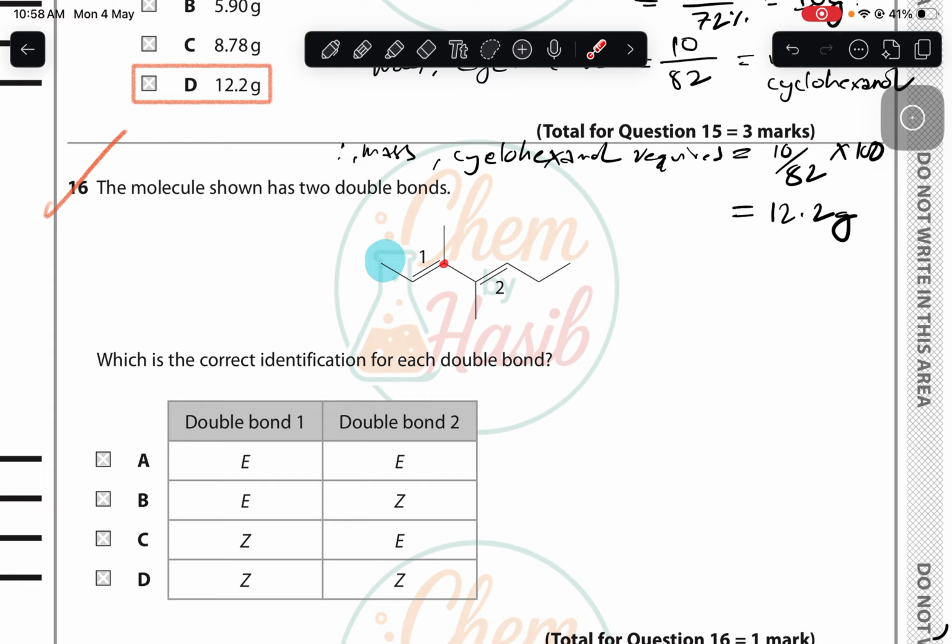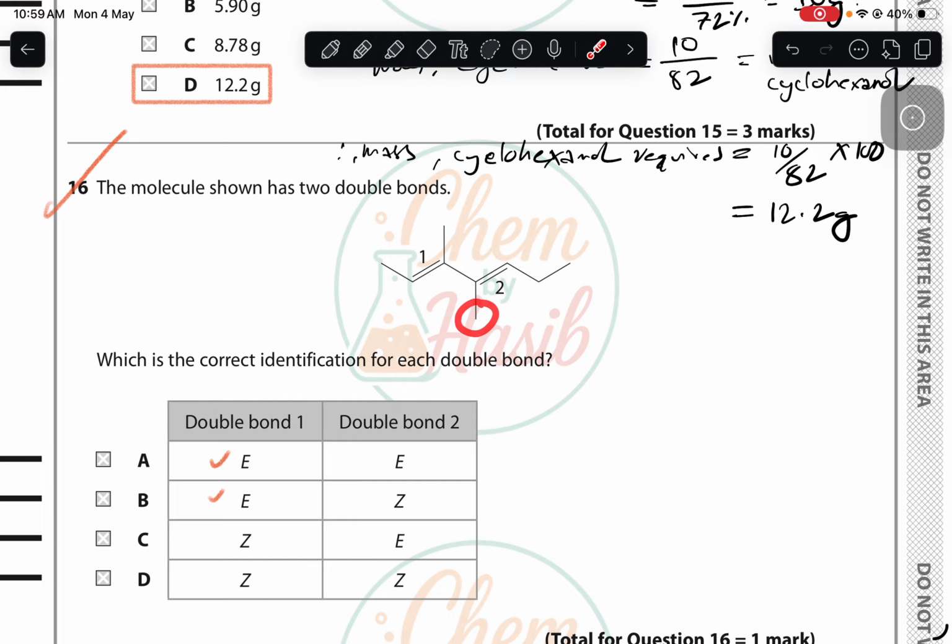And if you look at this double bonded carbon atom here, it has two groups, one is CH3 and one this big group. So this whole big group is the higher priority group. Now when the higher priority groups are on the opposite side, then it's an E isomer. So double bond 1 is an E isomer. Alright? Okay. Then if you look at double bond number 2, this double bonded carbon has two groups.